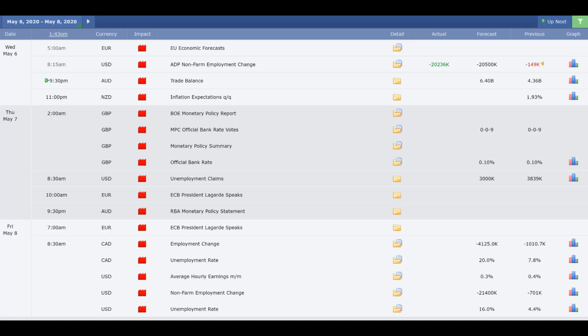I expect that number again to be above the forecast. High impact for the euro at 10 o'clock in the morning, ECB president speaking, and at 9:30 p.m. tomorrow again, a high impact monetary policy statement. And on Friday, New York session, high impact euro, the president speaking from the ECB, and at 8:30 a.m. high impact for the Canadian dollar, employment change and unemployment rate, and hourly earnings for the U.S., and non-farm payroll and unemployment rate for the U.S., for a typical non-farm payroll Friday.